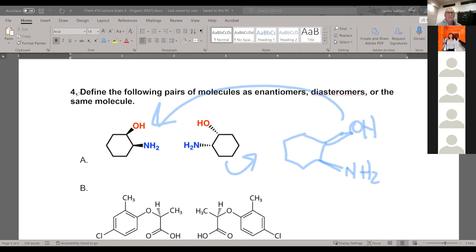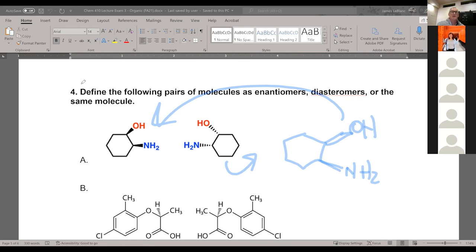Would it be like an enantiomer if one was a wedge and one was dashed, and then the other one was flipped where the other one was wedged and the other one was dashed? Just like letter D.